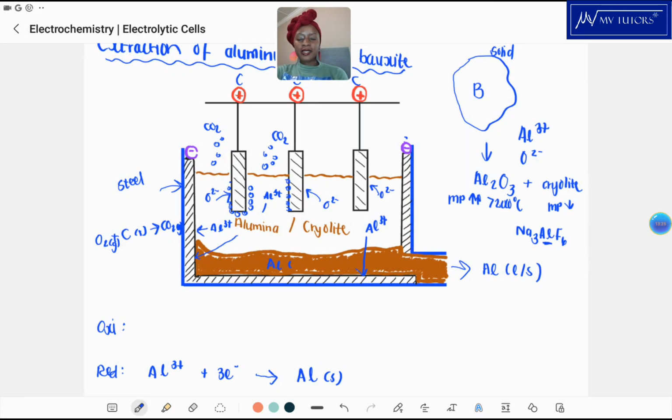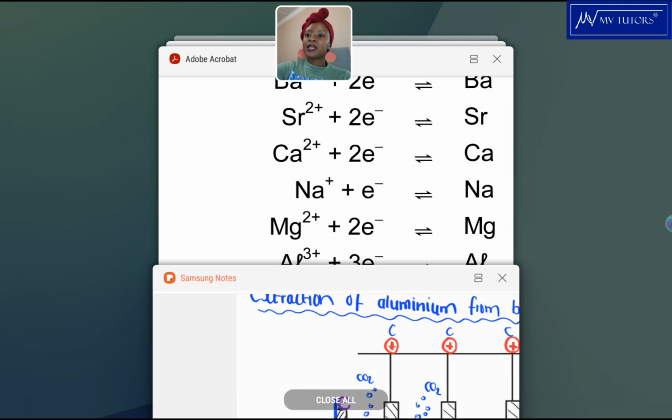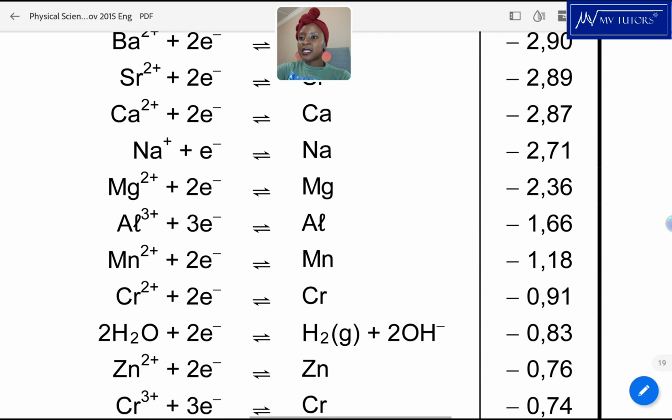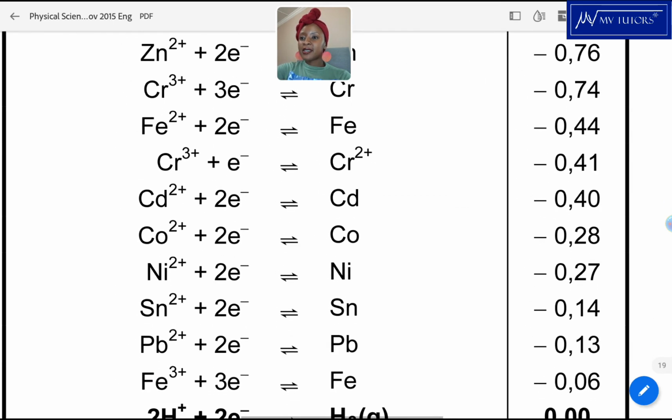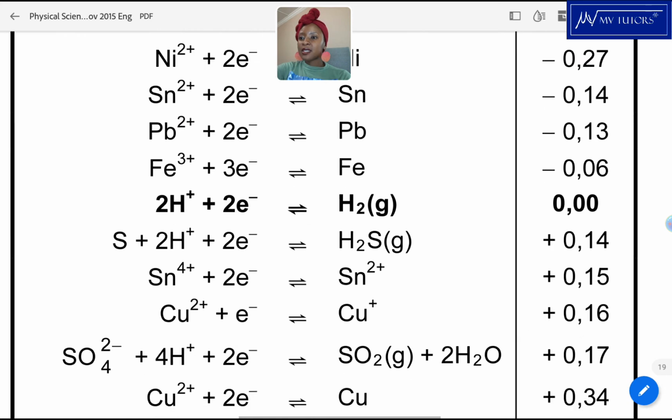While we go to that table, I want to mention something else. Because you're going to form carbon dioxide gas when oxygen reacts with the carbon, these anodes need to be replaced often. And that again contributes to the cost of the extraction of aluminium, because you continuously have to replace anodes because they're being eaten away by the oxygen. So that's another reason why this process is quite expensive. Let's see where we can get the oxide ion being oxidized to oxygen.